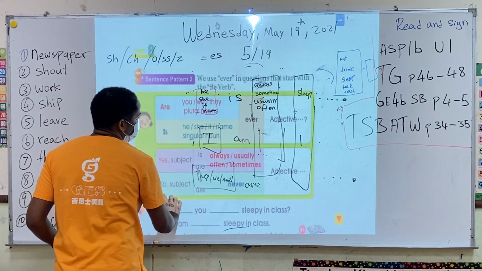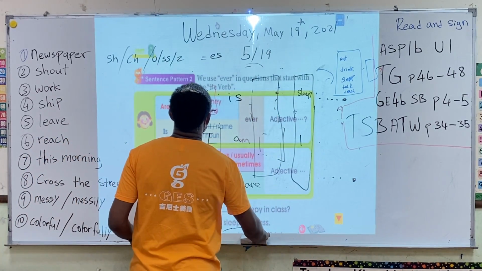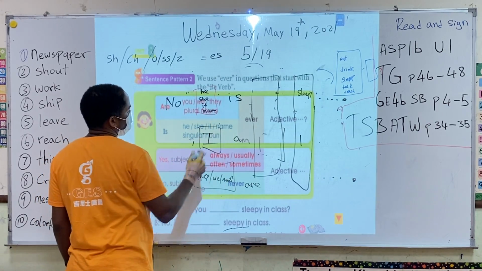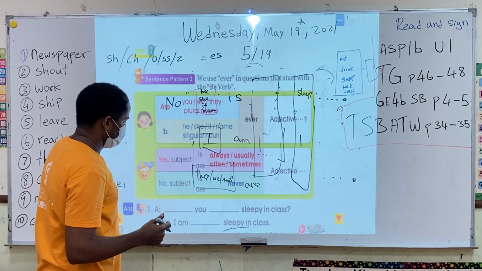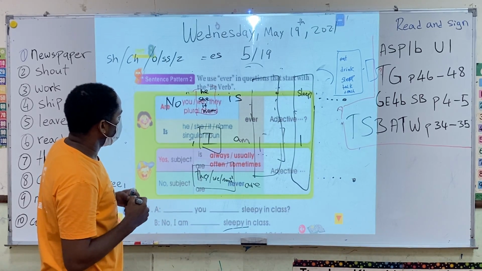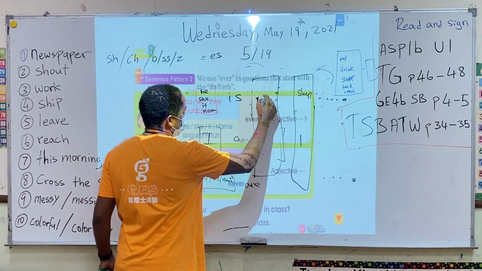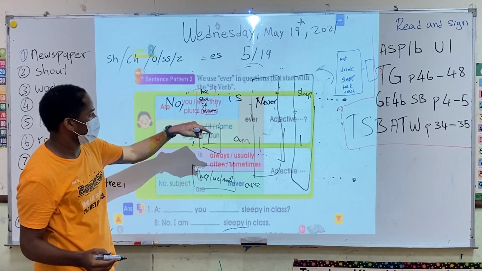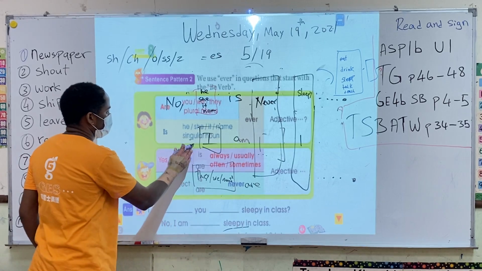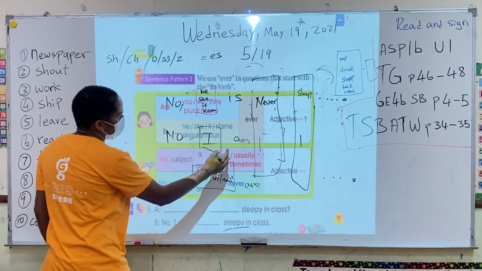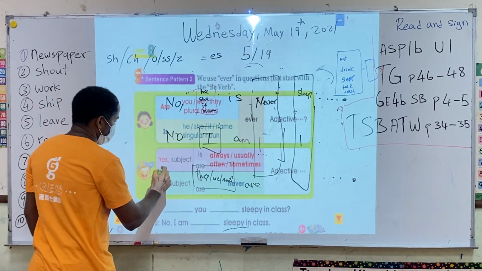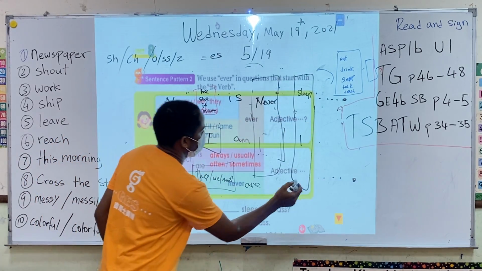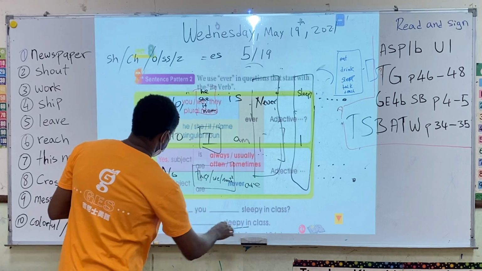Now we're going to go into no. So we're going to change that one to no. So say no, he, she is never sleepy, or no, I am never sleepy, or no, they are never sleepy, and the rest of the sentence. Good.